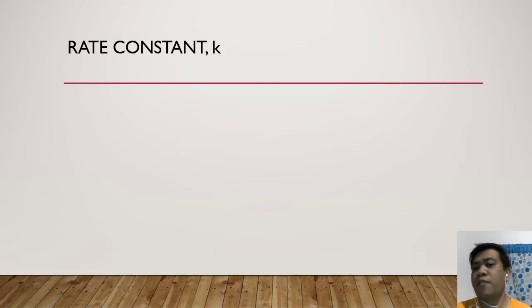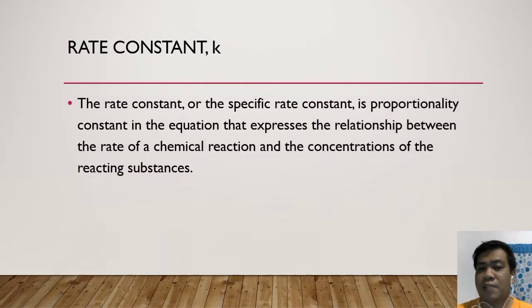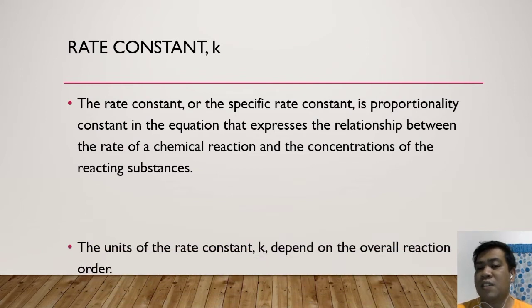So how about the rate constant? For this lesson, we'll use letter K or the small k to represent the rate constant. The rate constant, or the specific rate constant, is the proportionality constant in the equation that expresses the relationship between the rate of a chemical reaction and the concentrations of the reactant substances.